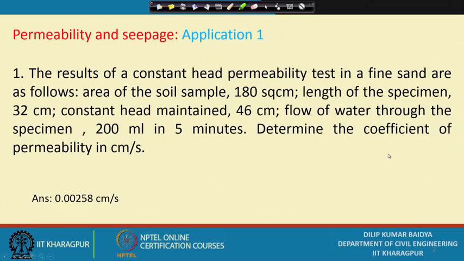So, I will just take problem number 1, application 1. The results of a constant head permeability test in a fine sand are as follows. Area of the soil sample is 180 square centimeter, length of the specimen 32 centimeter, and constant head maintained during the test is 46 centimeter. Flow of water through the specimen 200 milliliter in 5 minutes. So, based on this given information, you have to find out the coefficient of permeability.